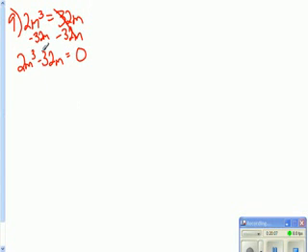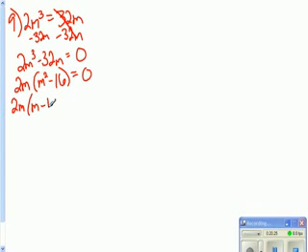Well, I should be able to look at this and say, well, I could take a 2 out of both those, and I could take an m out of both those, so I'm going to need to do that. If I divide that by 2m, I get m squared minus 16. That's something squared minus something squared.